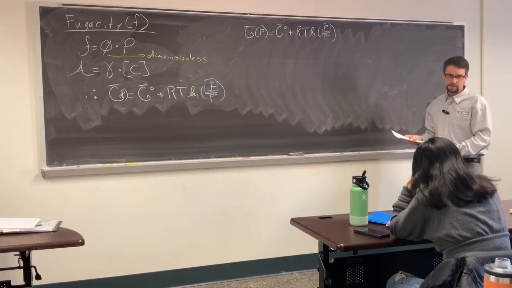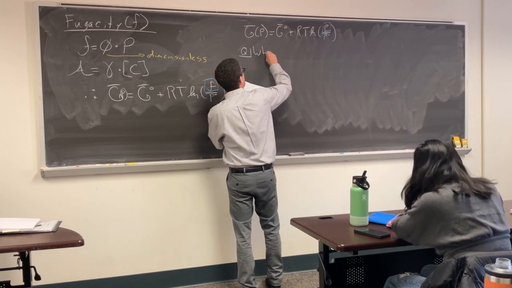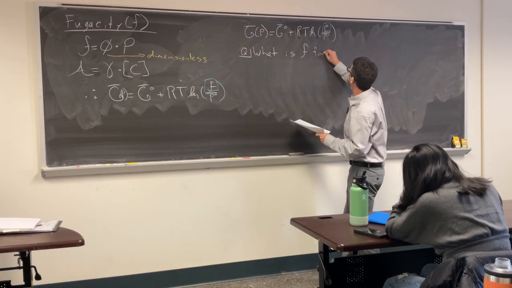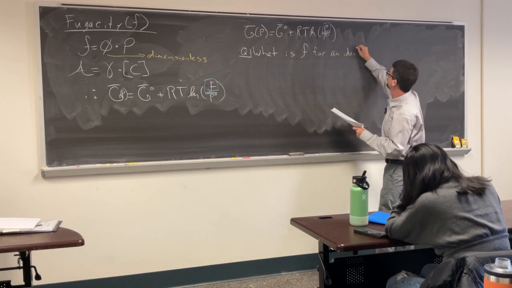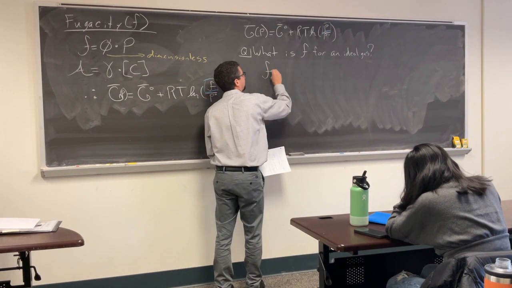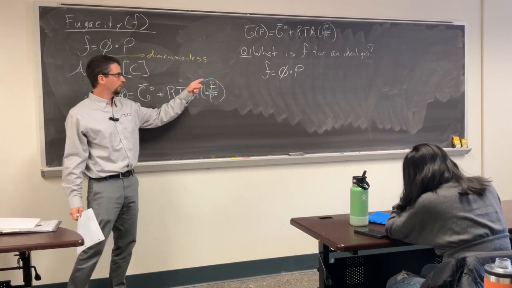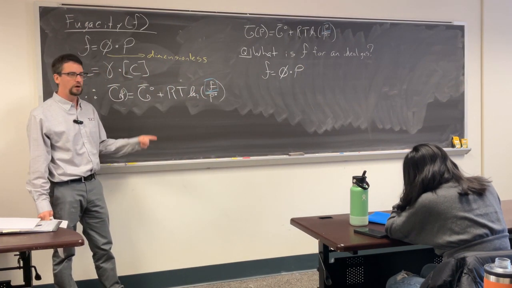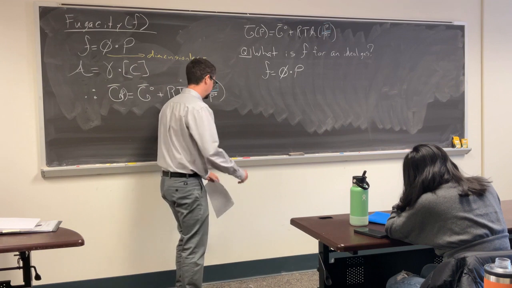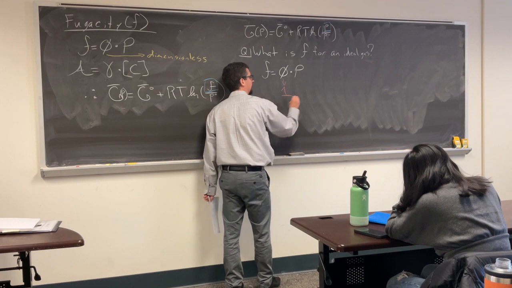I know I asked and you guys answered some of these questions, but I just want to state it again. So what is fugacity for an ideal gas? We got fugacity is equal to the fugacity coefficient times the pressure. What would it be for an ideal gas? Because what's the value of this for an ideal gas? Yep.